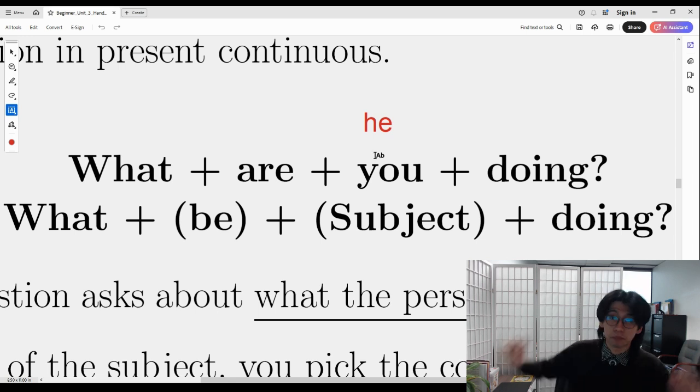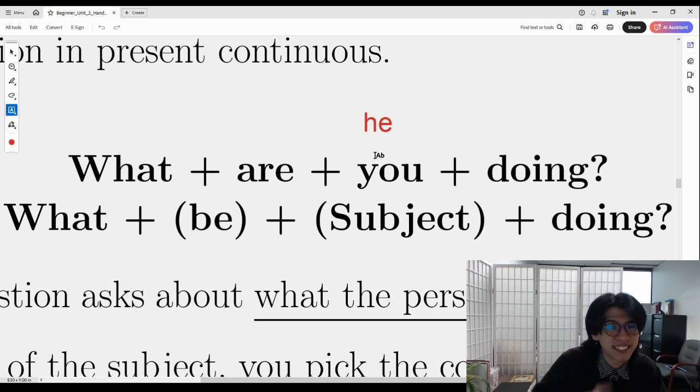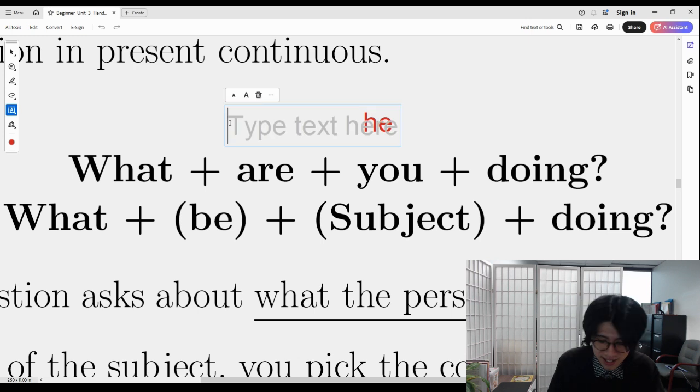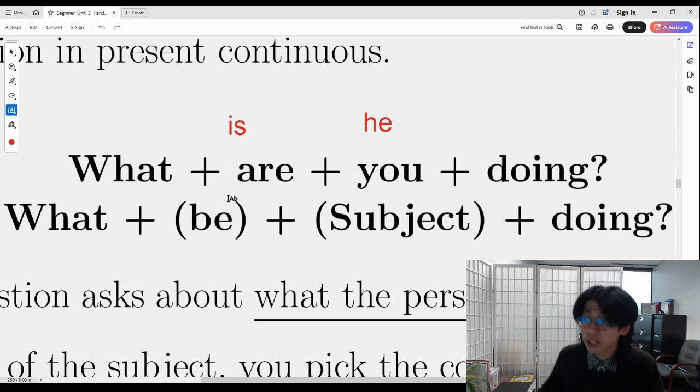Okay, keep that thought in your head. It is, right? He is. Always go with is. He is. So we want to reverse that. He is. And then that's it.